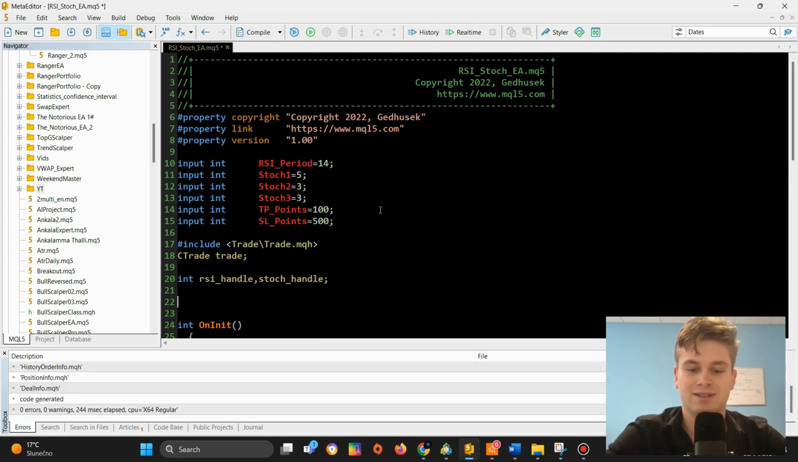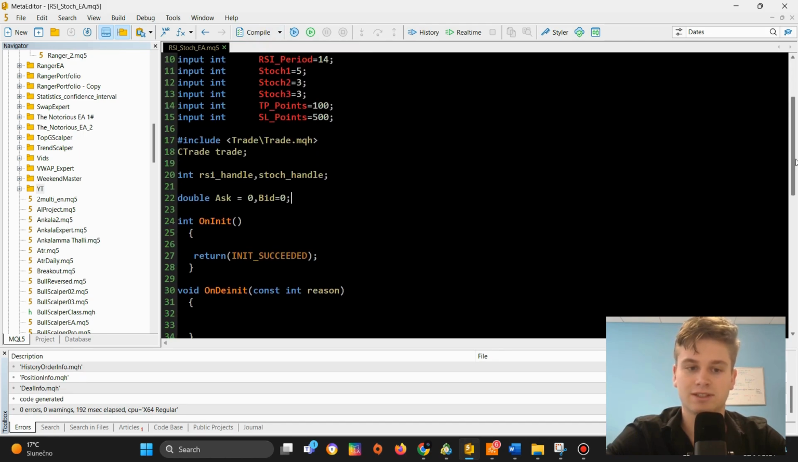Okay, so that's the second step. And the first step is that we will need to get the ask and bid price. I can create 2 variables, one for the ask price and the second one for the bid price, on a global scope, so I can use them in the functions later on. This is a good start.